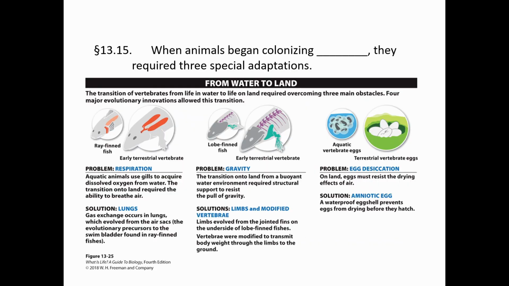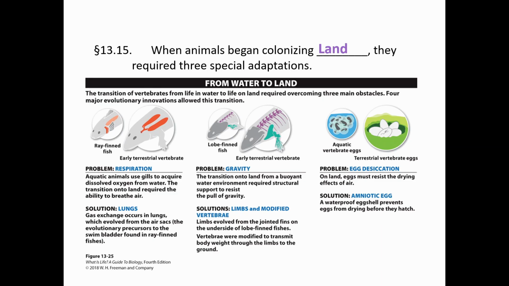Now, how did we even get to land in the first place? Animals started in water. We started with things like fish, and then we began colonizing land. But in order to go from water to land, you need 3 special adaptations that developed over time. Now we're going to look at the problems first, and then we'll look at the solutions.